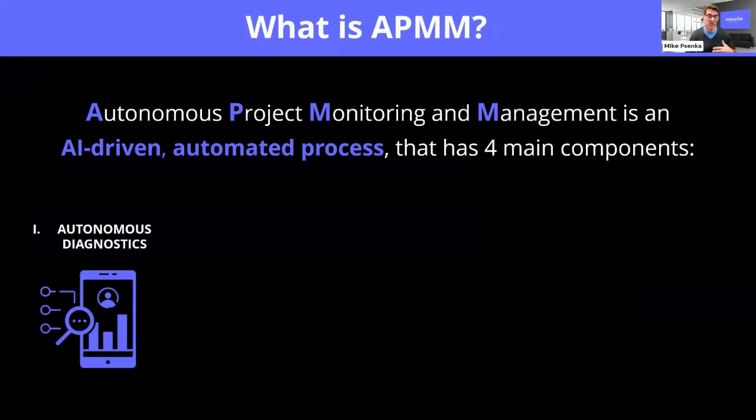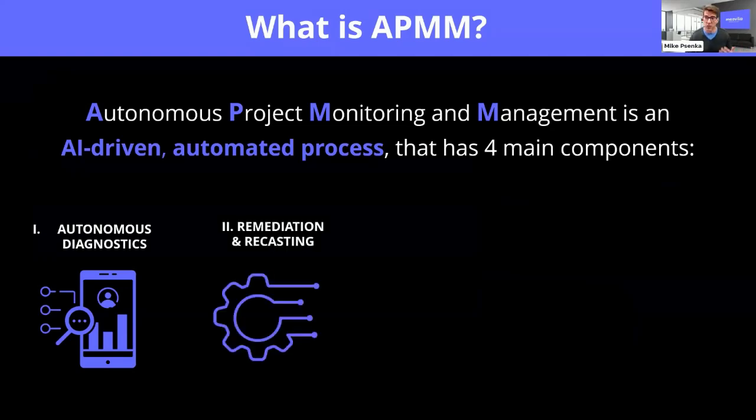The first component is this idea of autonomous diagnostics, finding the problems in the projects automatically, monitoring those things 24/7. The second is remediation and recasting, right? When those issues and errors are found, correcting those errors, recasting that project and those timelines so now you can trust your dates, you can trust your forecasts and your capacity.